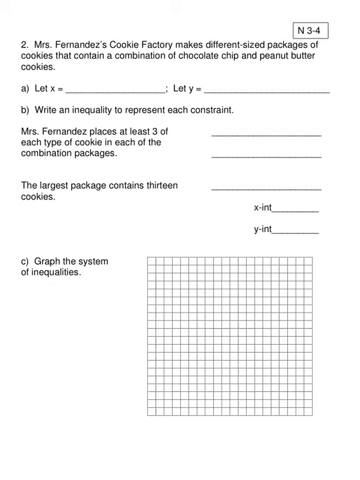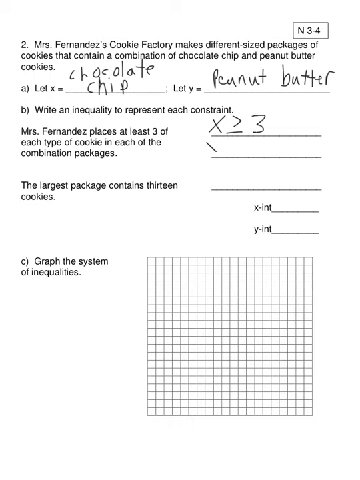All right, so Miss Fernandez Cookie Factory makes different size packages of cookies that contain a combination of chocolate chip and peanut butter cookies. So we're going to let X equal my chocolate chip, and Y is my peanut butter. Ms. Fernandez places at least 3 of each type of cookie in each combination package. So for my chocolate chip, she puts at least 3, so that is x greater than or equal to 3. And she puts at least 3 peanut butter, so y is greater than or equal to 3.